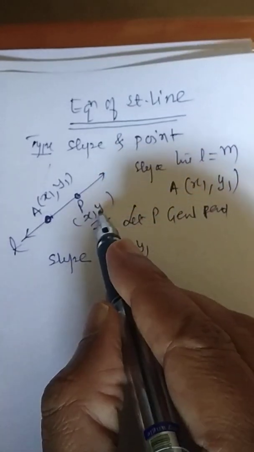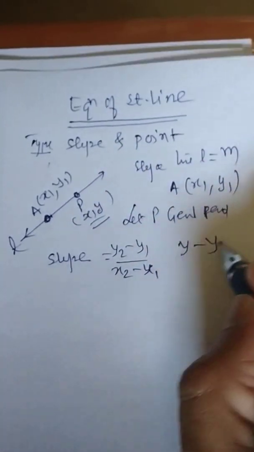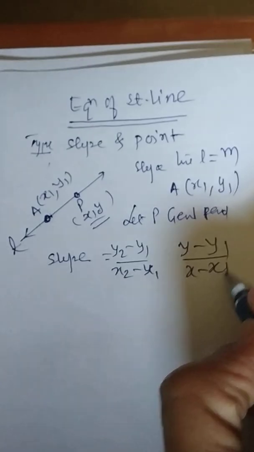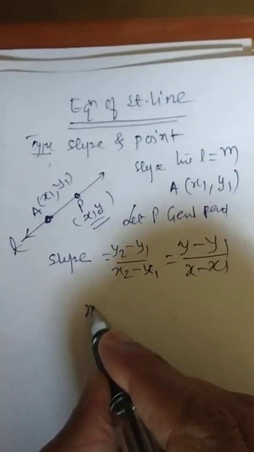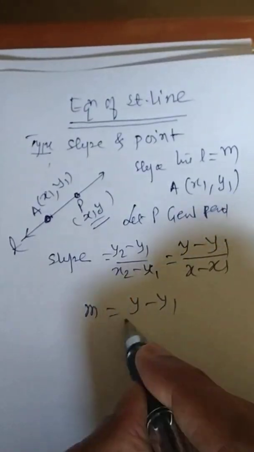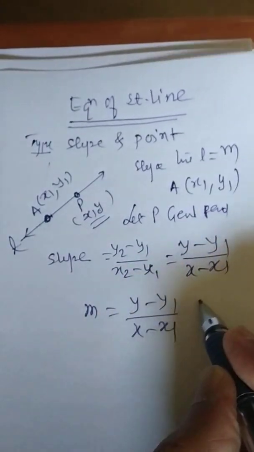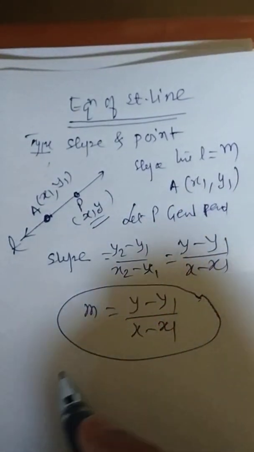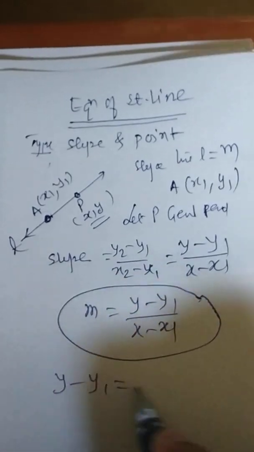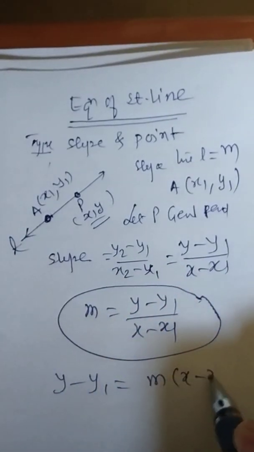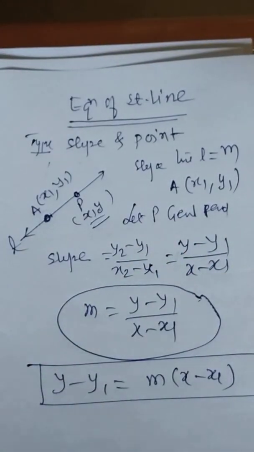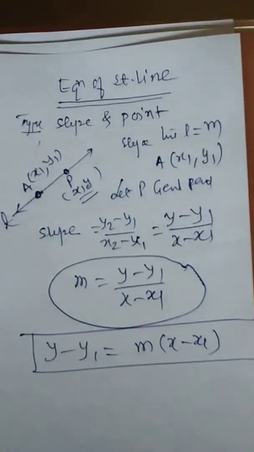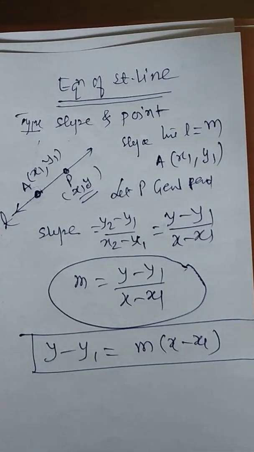Let us look at this. It will be (y minus y1) upon (x minus x1). But already I told you the slope is m. So m will be equal to (y minus y1) upon (x minus x1). Most of the time this is the rule, or sometimes it is written like this also. This form of equation is called the slope point form of the equation of a straight line.